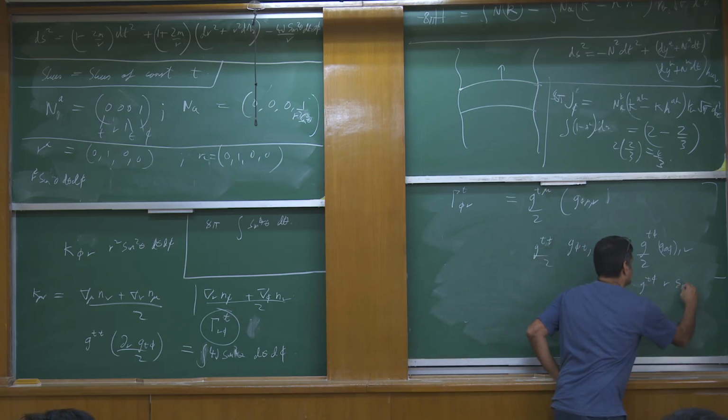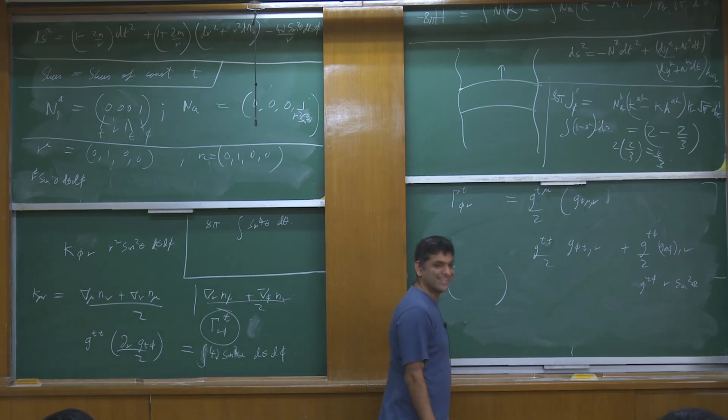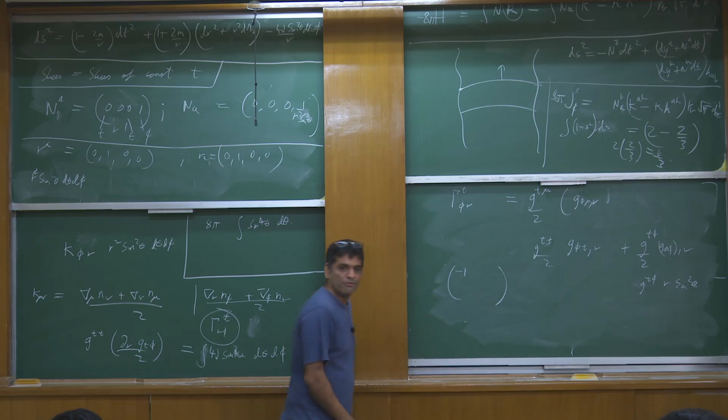Sine square theta. Great. Now we need to calculate G_t phi. So for that, we need to invert the 2x2 matrix. The 2x2 matrix was minus 1 for G_tt.